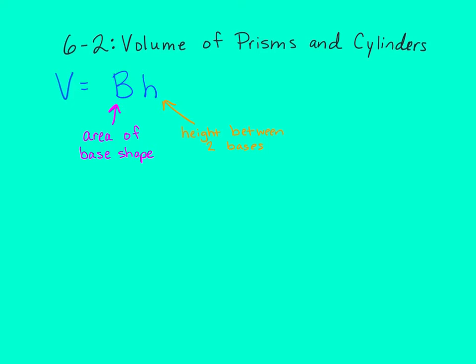When we have a prism, it has 2 bases that are equally shaped, and the height is the distance between those. In a cylinder, we have 2 circles that are equally shaped, and the height is the distance between those.